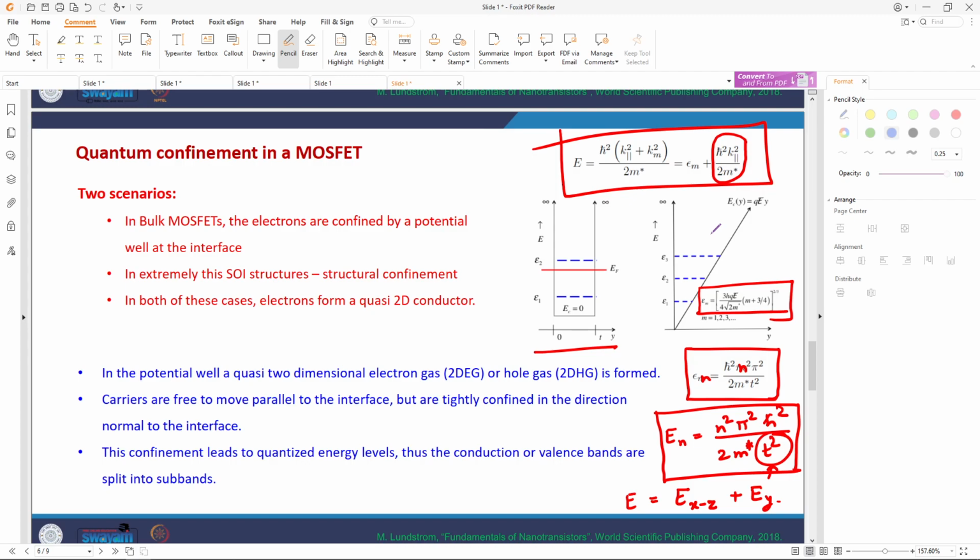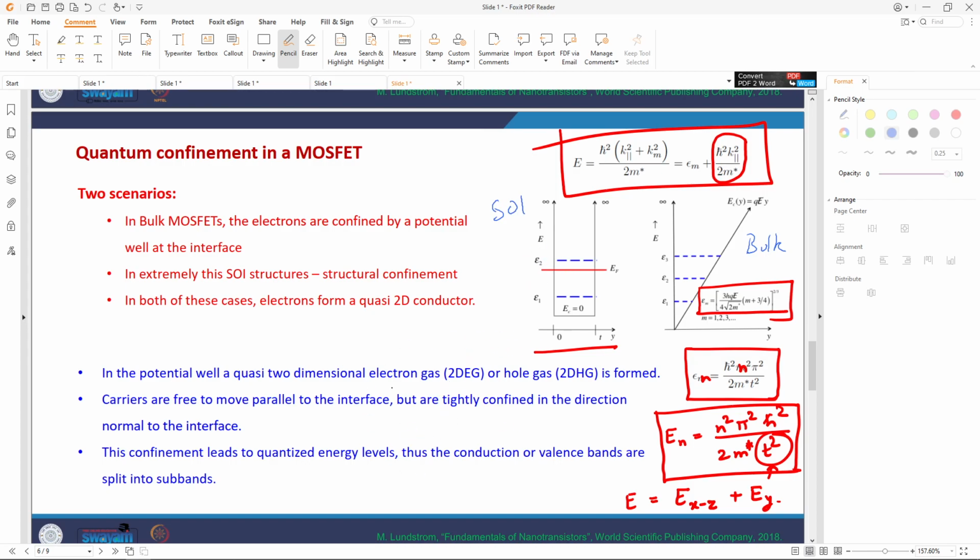For bulk MOSFETs, the channel length is very long. That is why these quantum effects are not very significant. But as the length becomes shorter and shorter, these quantum effects become more and more prevalent. So there are two kinds of confinement. This is the kind of confinement you see in a bulk MOSFET due to an external potential. And this is the kind of confinement you see in an ETSOI MOSFET. This is called geometric confinement.